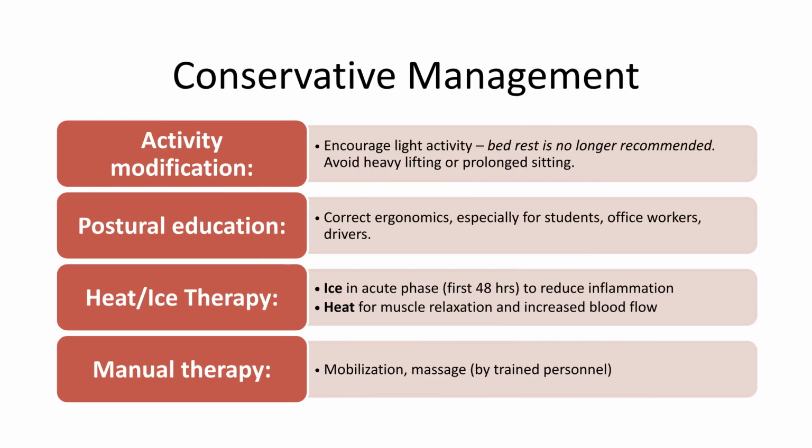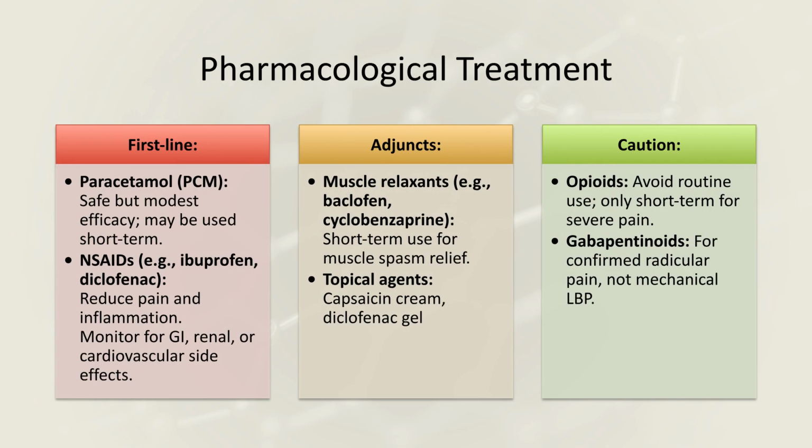Conservative management involves activity modification, encouraging light activity, and avoiding heavy lifting. Postural education and correct ergonomics are vital. Heat or ice therapy helps reduce inflammation and relax muscles. Manual therapy includes mobilization and massage by trained personnel. First-line pharmacological treatments include paracetamol, which offers modest efficacy, and NSAIDs like ibuprofen or diclofenac, which reduce pain and inflammation.